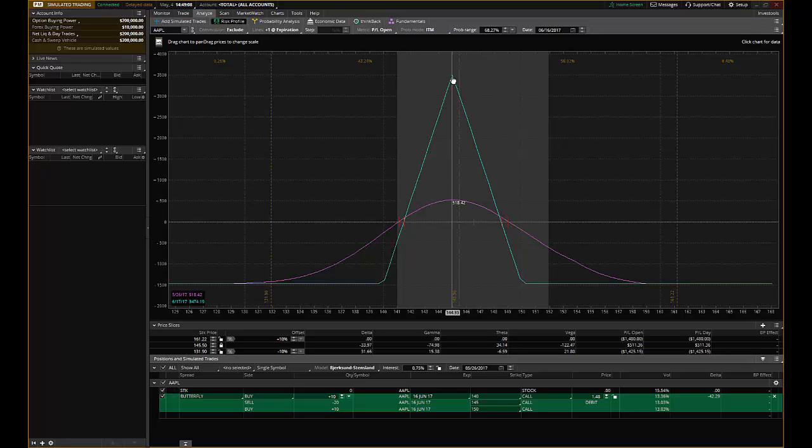Alright, I hope this video helped make some sense of the Analyze tab. I know it can be confusing, especially at first, but the more you play with it and the more you understand it, the better you're going to get a feel for trading options and how the profit and losses work.